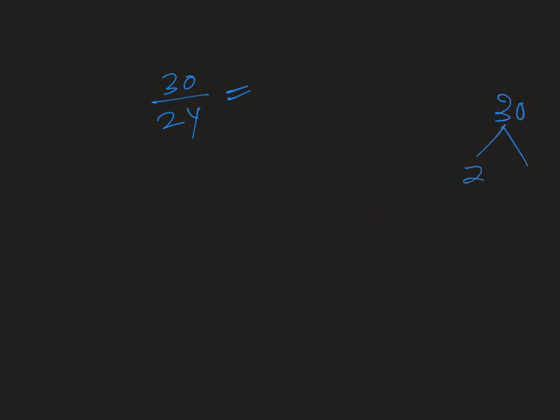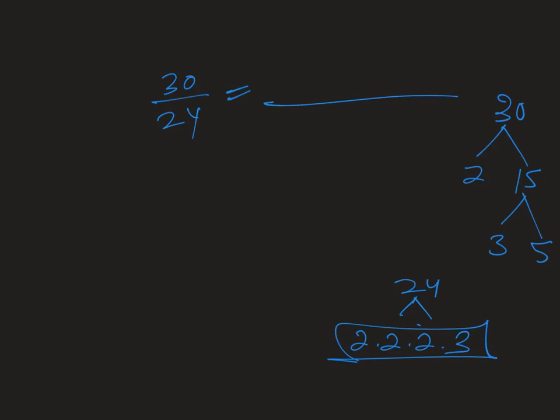You take 30, you break it down, you get 2 times 15. You break it down, you get 3 times 5. You take 24, and of course, we did that earlier. It was 2 times 2 times 2 times 3. So you've broken down the numerator to 2 times 3 times 5, and you've broken down the denominator to 2 times 2 times 2 times 3. So now we can go ahead and cancel what they have in common. The 2 cancels 2, and then the 3 cancels 3. So now we have in the numerator just a 5, and in the denominator we have a 4.